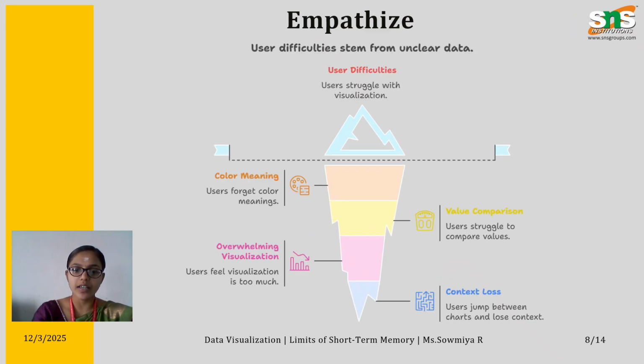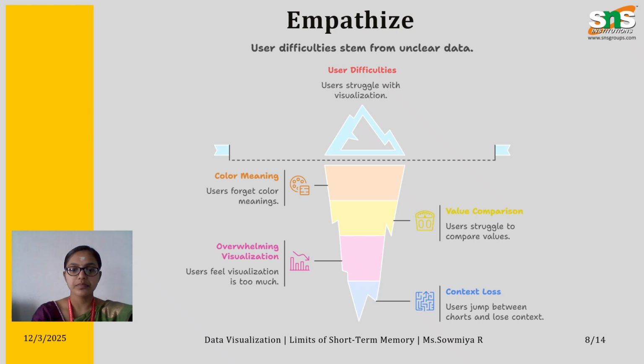In design thinking, the first step is to empathize. We must understand what users go through when they look at the visualization. We observe where users hesitate, where they get confused, which parts they ignore, and which parts they forget instantly. By empathizing, we learn that the real issue is not the data, it is the cognitive load placed on the user.